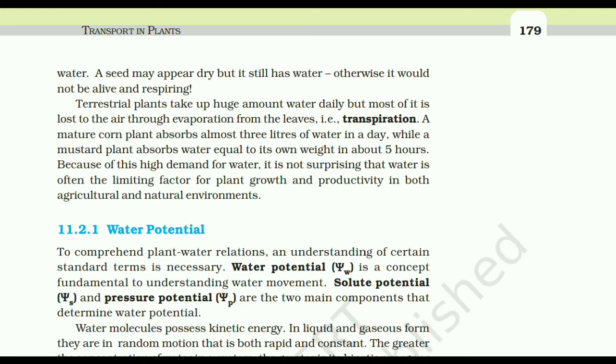A mature corn plant absorbs almost 3 liters of water in a day, while a mustard plant absorbs water equal to its own weight in just about 5 hours. Because of its high demand for water, it is not surprising that water is often the limiting factor for plant growth and productivity in both agricultural and natural environments.